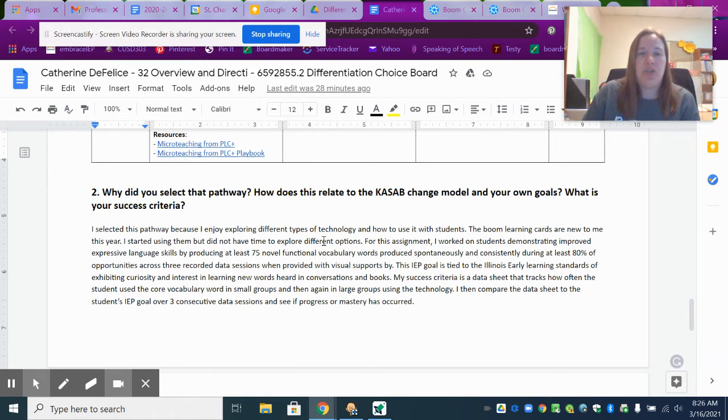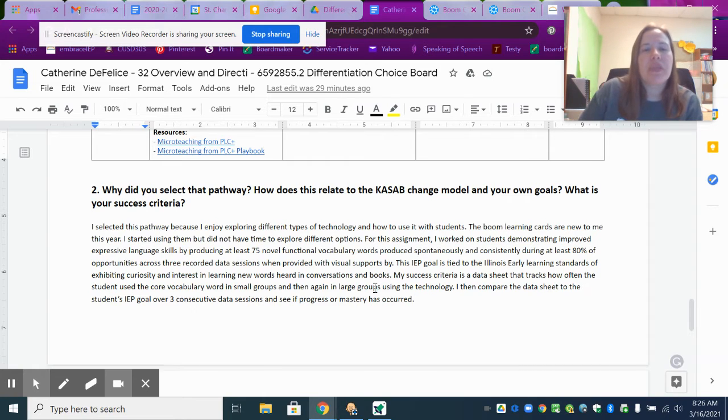This is related to the Illinois Early Learning Standard of being curious and interested in learning new words. So my success criteria was my data sheet, and then I will compare that data over the 3 weeks to see if she's progressing or has mastered that goal.